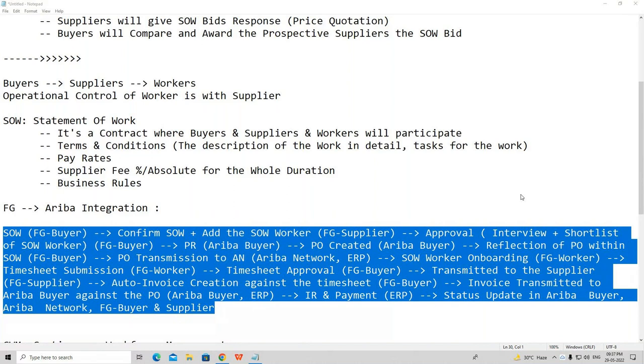So what I have understood is that Fieldglass will send the invoice to the supplier as well as to the NewGen system, and from the NewGen system. No, not NewGen. See, when this invoice is created, the supplier can view it, but they cannot edit it. I will tell you exactly what will happen in this scenario.